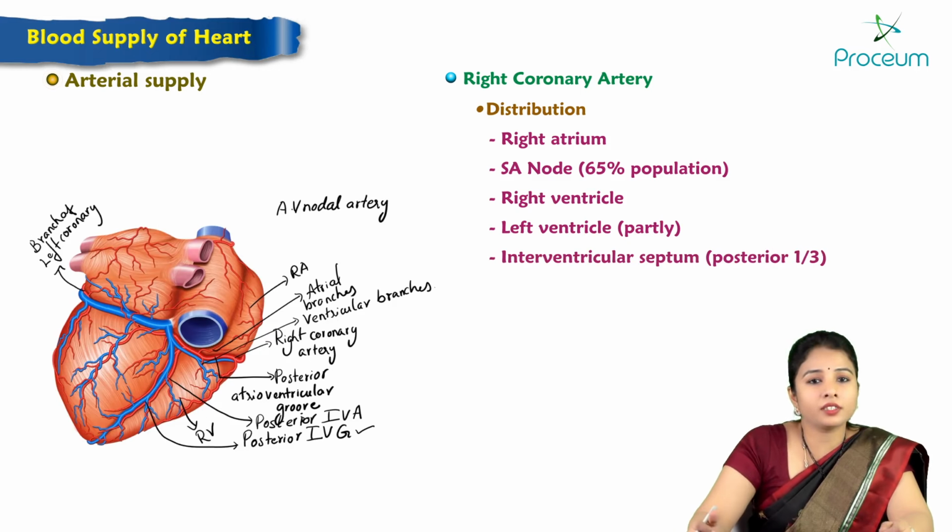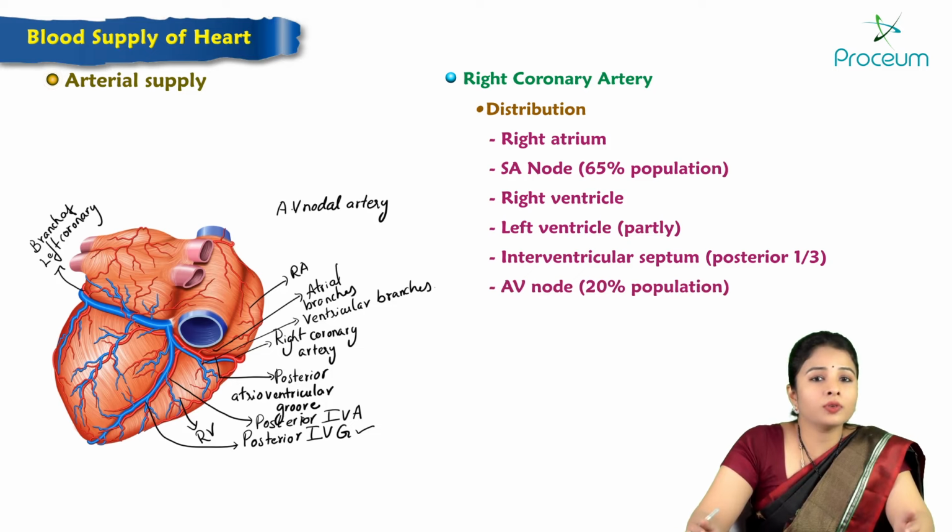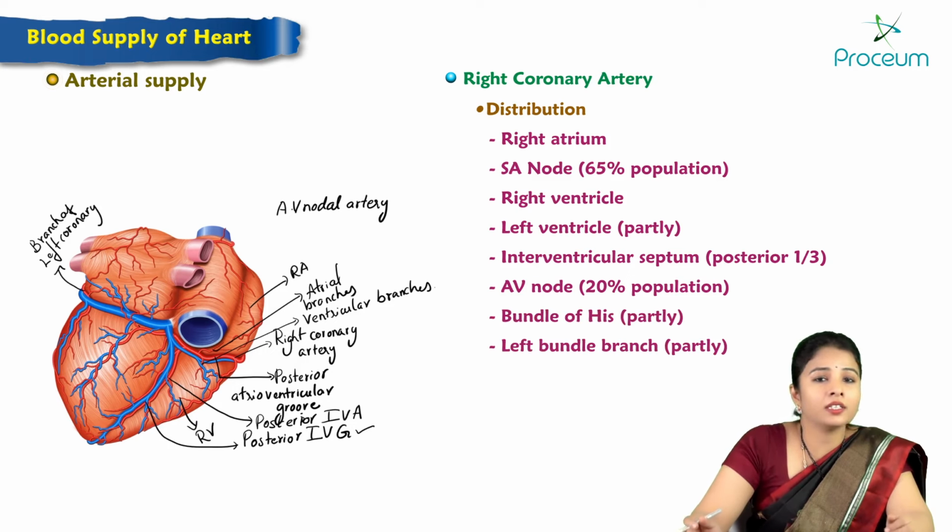So the posterior interventricular artery supplies the interventricular septum. That is, one third of the interventricular septum is supplied by the posterior interventricular artery. The AV nodal artery usually arises from the right coronary artery, and partly the bundle of His and the left bundle branch are supplied by the right coronary artery.